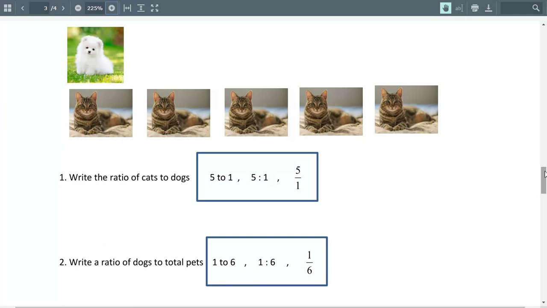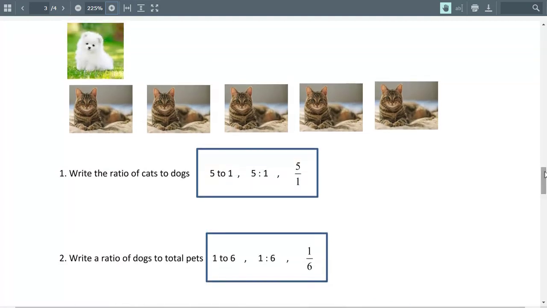There's 1 dog, and if you count all the pets up, there's 6 pets in all. So just like I mentioned, ratio can be written in fraction form, but fraction means parts to a whole. The first question is asking you to compare one part of the picture to another part of the picture. Cats to dogs, so part to part. Question number 2 is asking you to compare dogs to all of the pets. That would represent parts to whole. So that's why we name each number in a ratio as a term instead of a fraction. It does not always represent parts to whole.